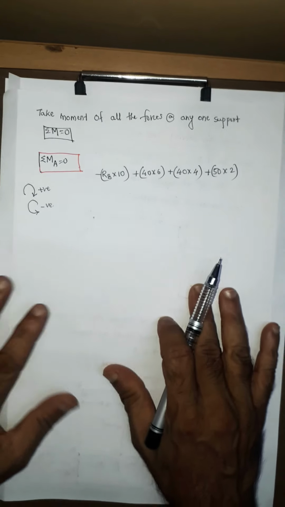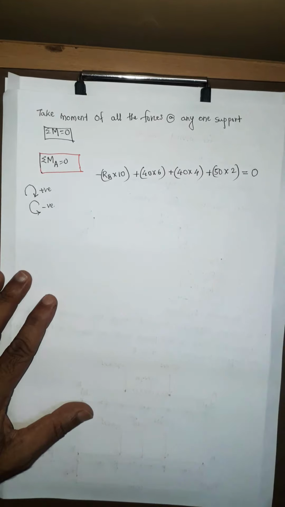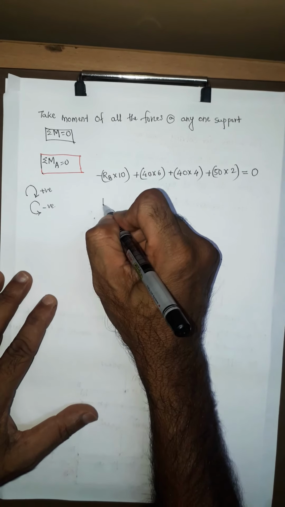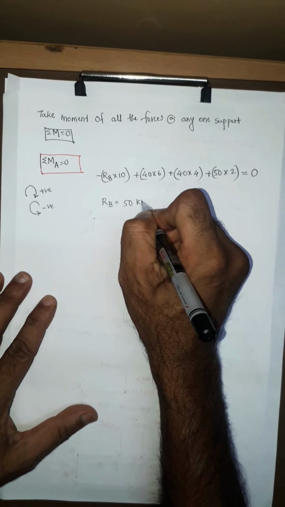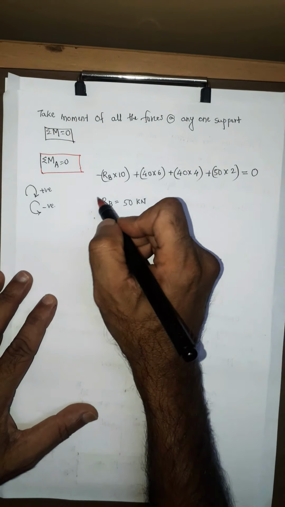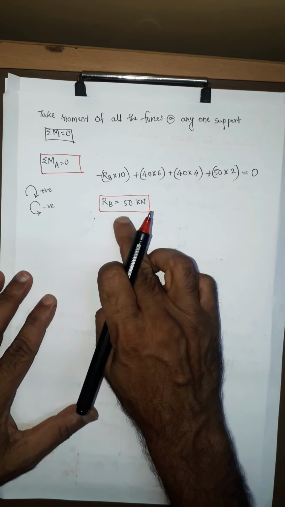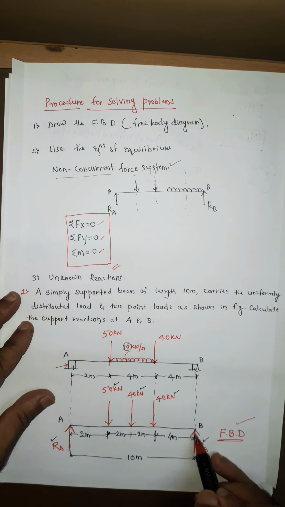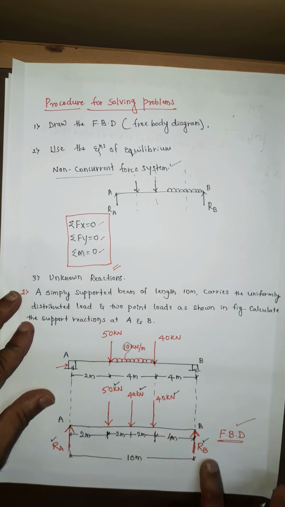So this is summation MA. This should be equal to 0. So moving this RB across, we are going to get the RB value. So RB is equal to 50 kilonewton. Reaction RB will be 50 kilonewton, and you have got the plus value. RB is plus 50 kilonewton. Plus means, see here, whatever direction we have assumed, upward, it is correct.